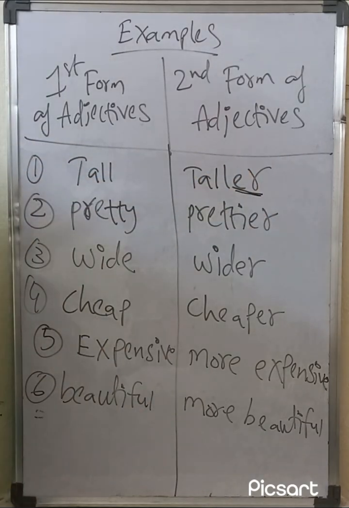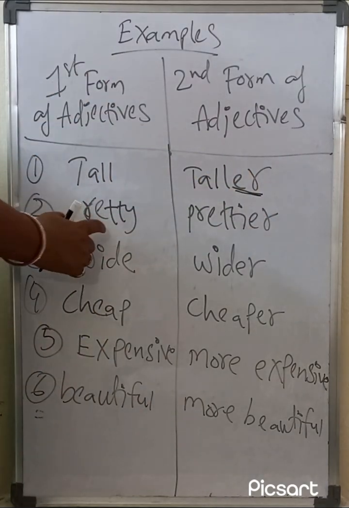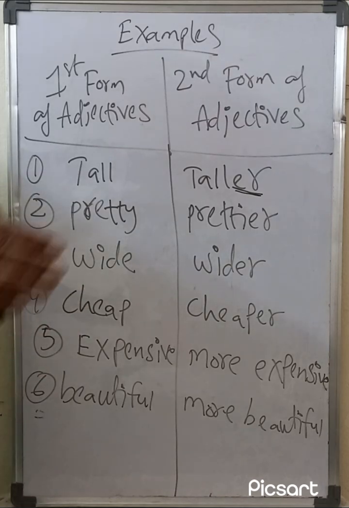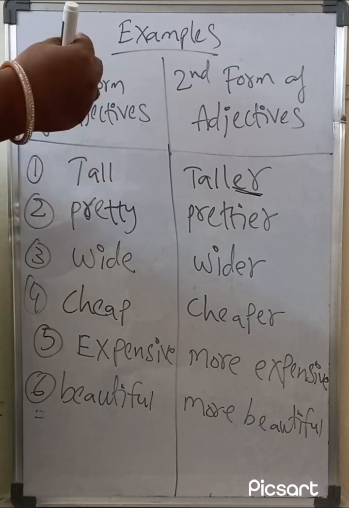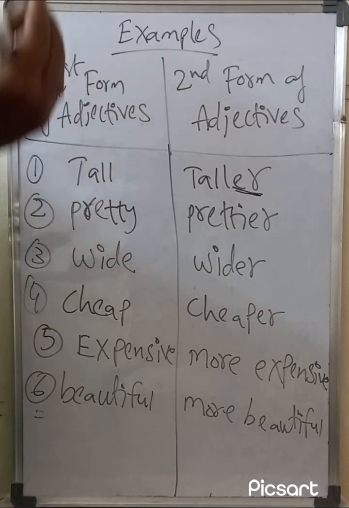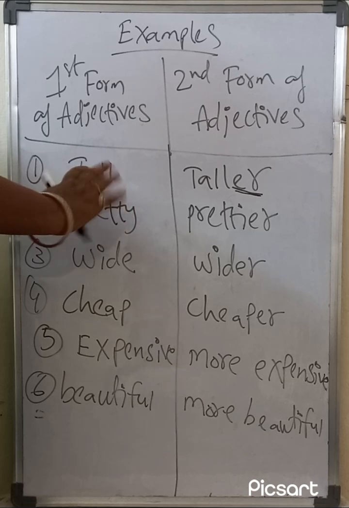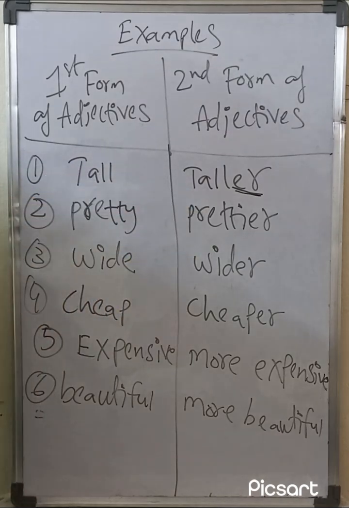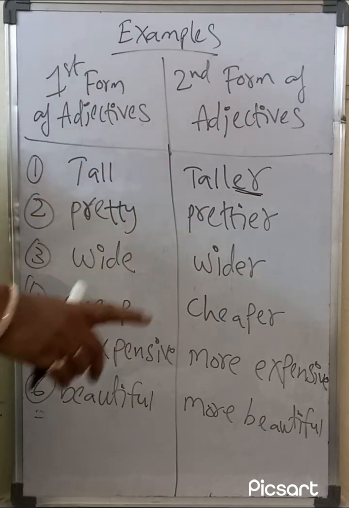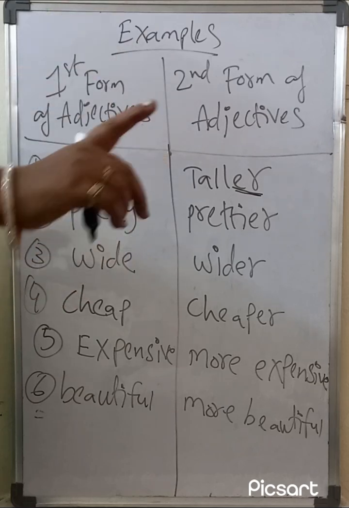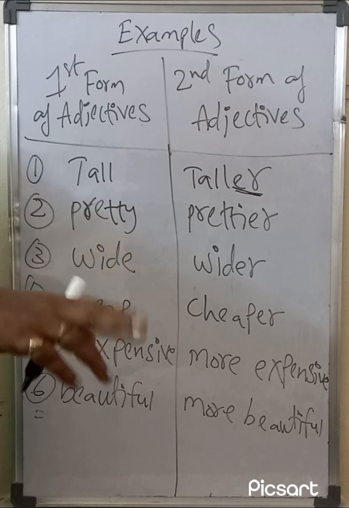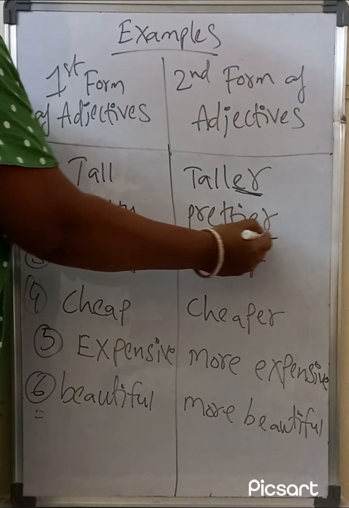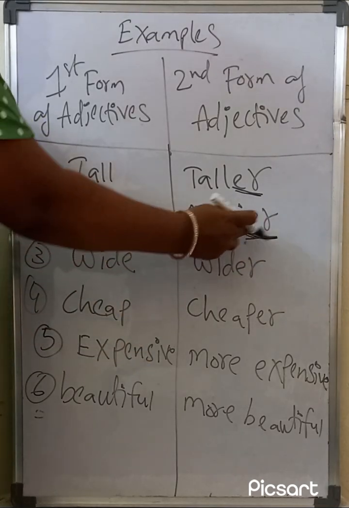Is that clear, guys? So next, pretty. If I say my daughter is pretty, there is no comparison. How beautiful she is, how cute she is, I'm describing here without any comparison. But if I say my younger daughter is prettier than my youngest daughter, then here I'm comparing between two daughters. Is that clear, guys? And if you notice here, we are using the suffix ier.